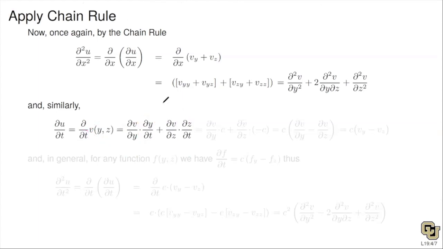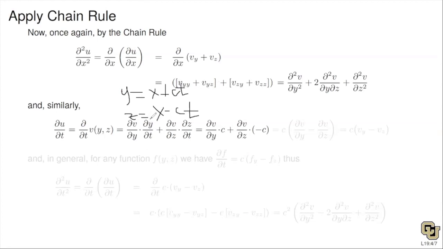And now remember here that y is x plus ct. Let me write that down. y is x plus ct. And z is x minus ct. Alrighty. So now we can find the partials, right?